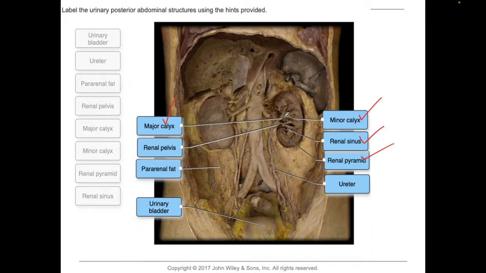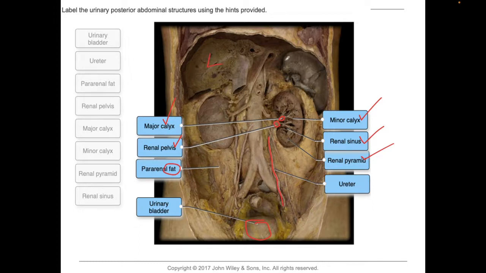That minor calyx is going to lead into this more dilated region here. Here's the minor calyx. It leads into the major calyx. The major calyx leads into a more dilated part called the renal pelvis. This is just adipose or fat all around the kidney, so they call it pararenal fat. Down here is the urinary bladder. And then this is one of the ureters.